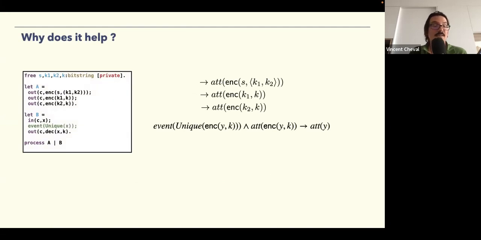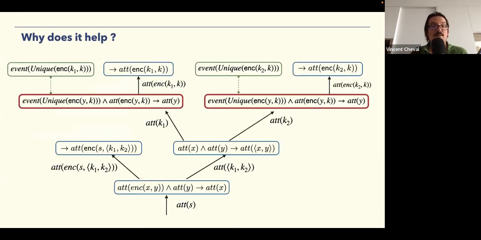Okay, so why does it help? When we put an event, it slightly modifies the way ProVerif translates, in that it will add this event inside the clause. So the clause that now represents the process B is as follows. It says, okay, if the attacker knows the encryption of Y under K and the event unique has been executed with the same value, then the attacker can know the plaintext. And so if we retry to rebuild the derivation of S, the previous derivation only works if we have the events unique of enc of K1 K and unique of enc of K2 K.